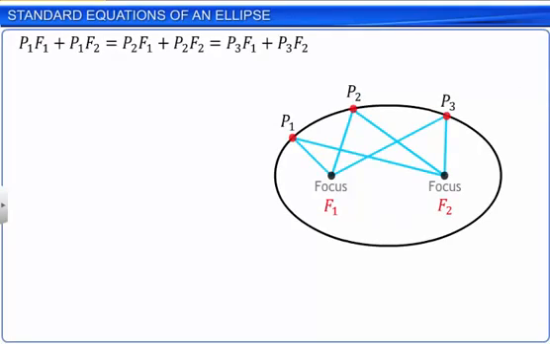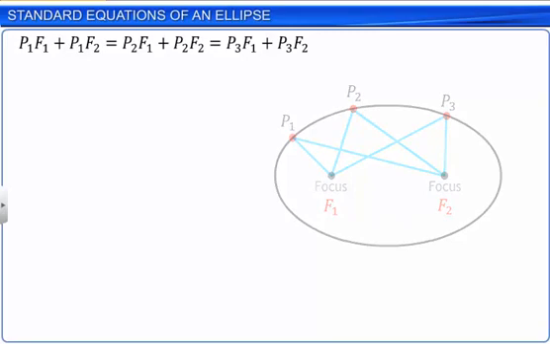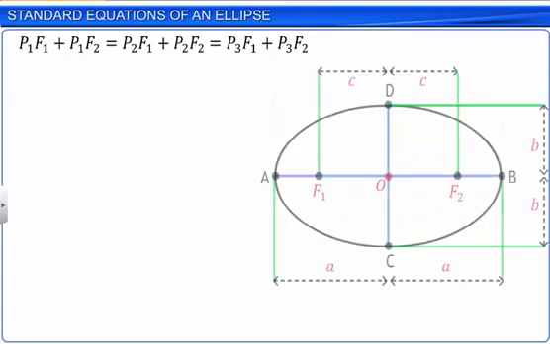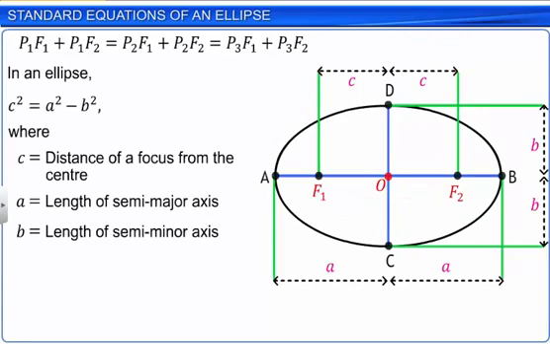You already know that an ellipse is the set of all the points in a plane, the sum of whose distances from two fixed points is constant. You have also learnt about the various parts of an ellipse, like its two foci, two vertices, center, major axis, and minor axis. You also derived the relationship c squared is equal to a squared minus b squared, where c is the distance of a focus from the center, a is the length of the semi-major axis, and b is the length of the semi-minor axis of an ellipse.